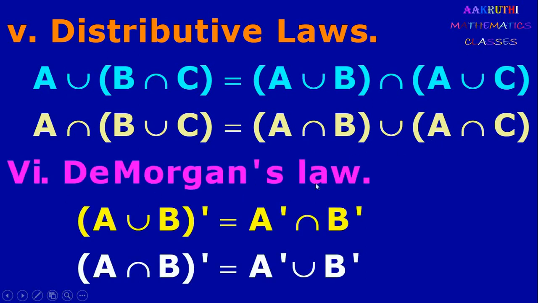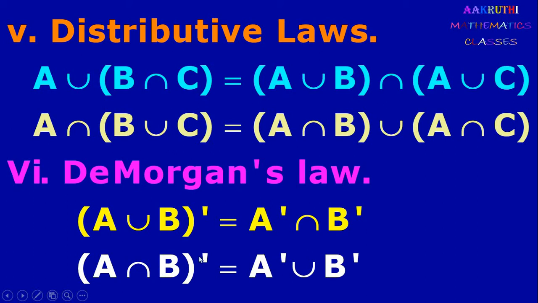So next it is De Morgan's law. If it is A union B whole dash, then it is A dash intersection B dash. Now here it is union and here it is intersection. Here it is whole dash, and here it is separate dash. That is A union B whole complement, the same as A complement intersection B complement.